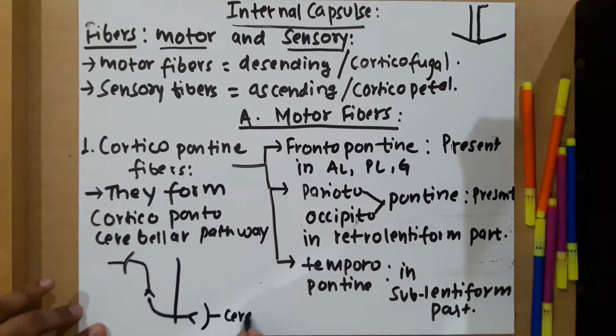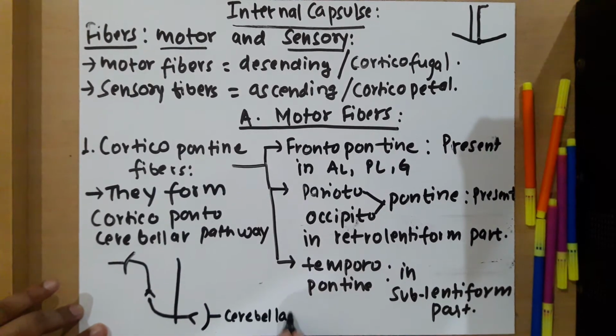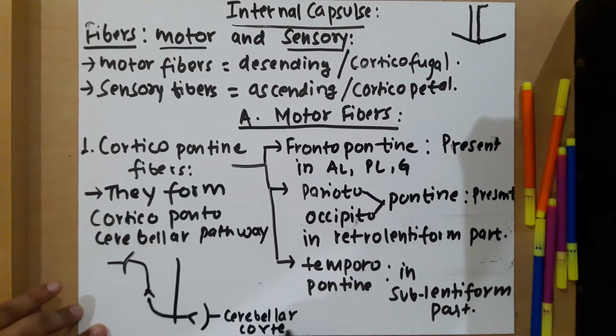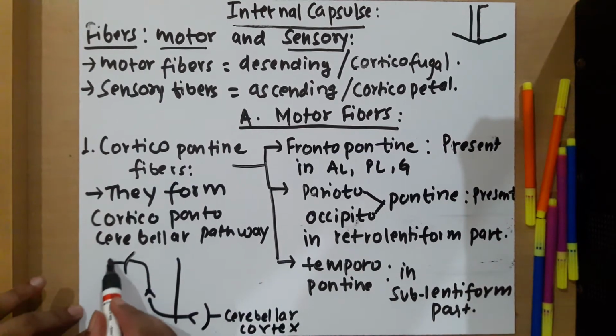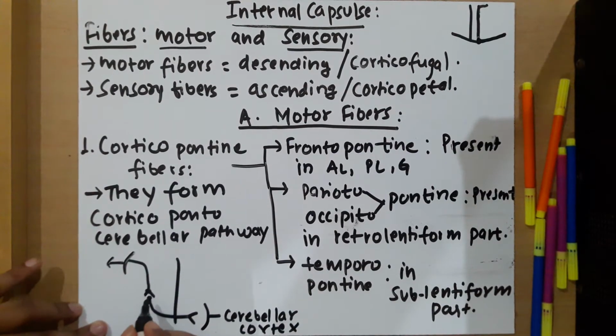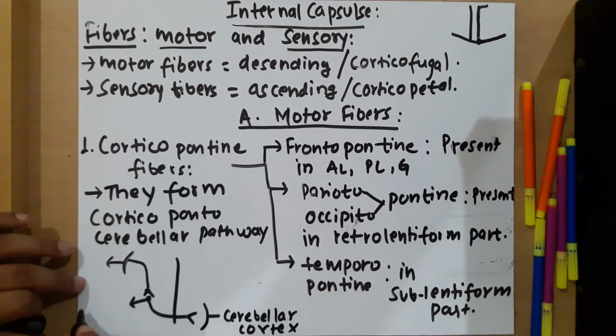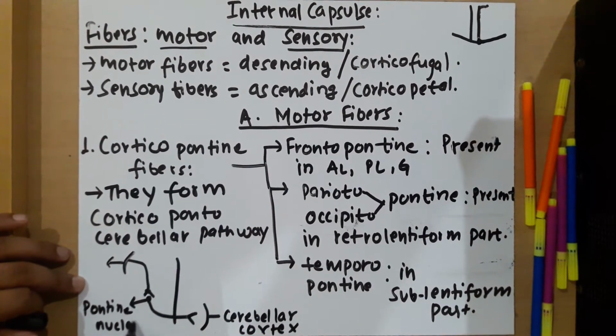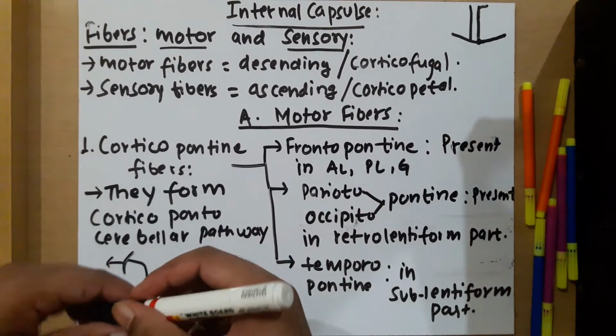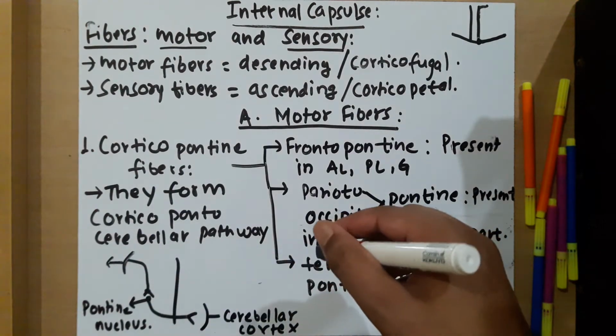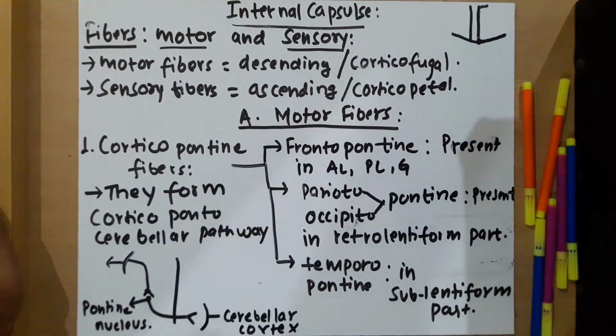So this is the cerebral cortex and this is the cerebellar cortex. Don't get confused between cerebral and cerebellar. I don't have place, so I am not writing it. This is the pontine nucleus. So for now, just remember the corticopontine fibers form the corticopontocerebellar pathway, and we'll discuss these in detail while discussing the midbrain.